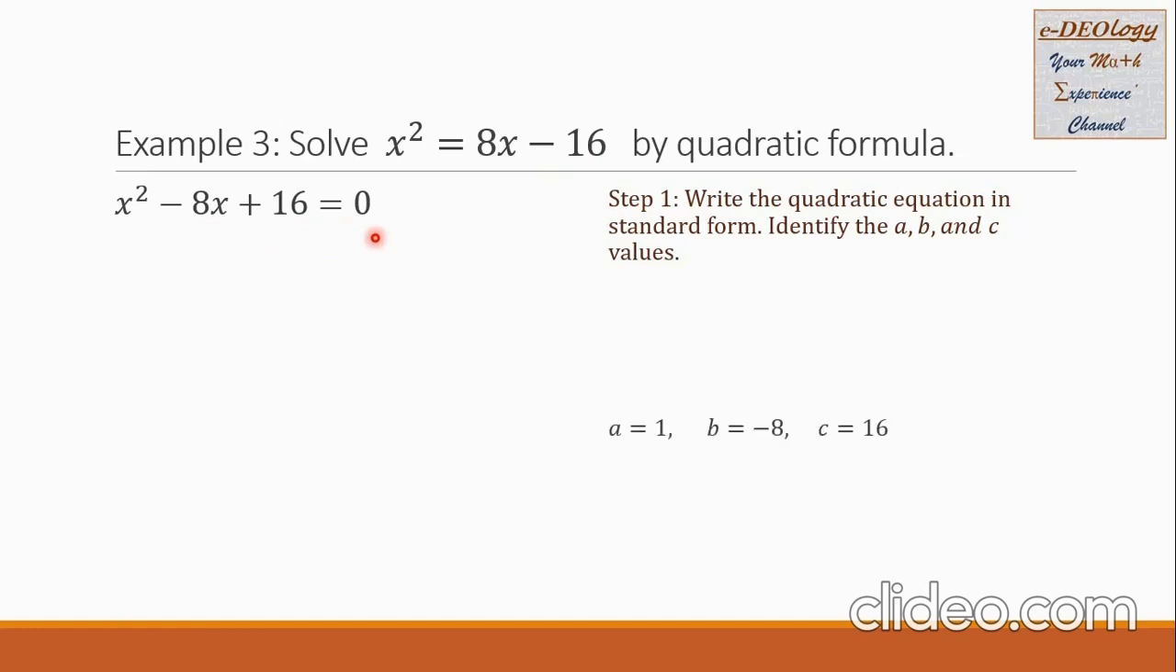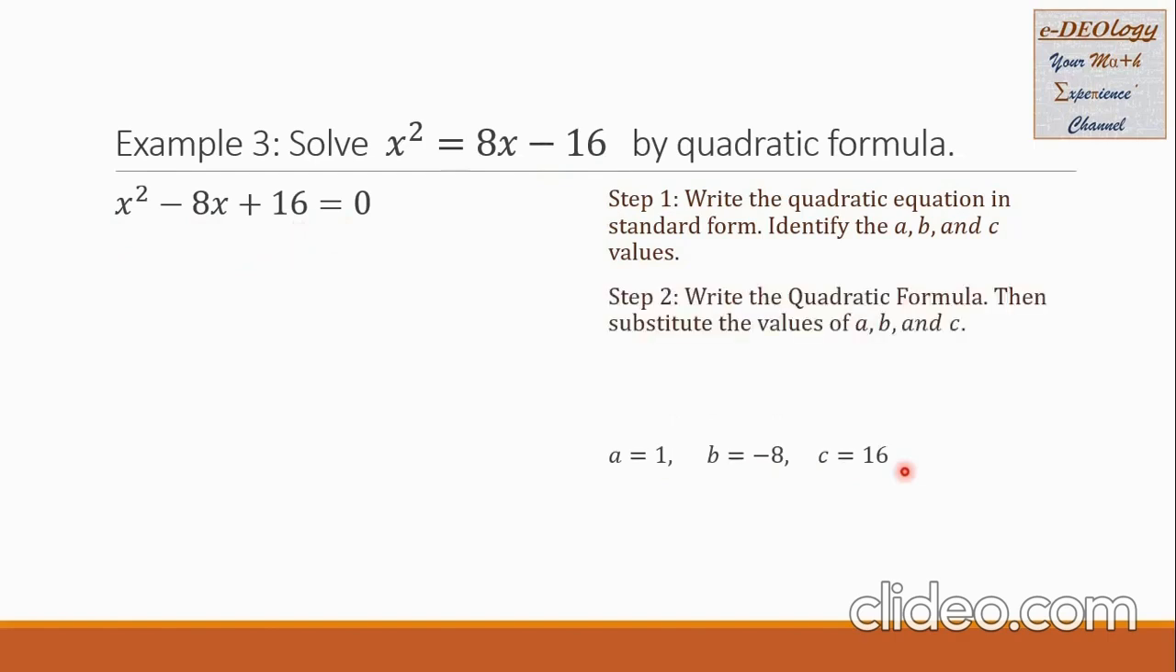Then let us identify the a, b, and c values. A is the coefficient of x squared. It is equal to 1. B is the coefficient of x, and that is negative 8. And the c, the constant, is positive 16. Then we will write the quadratic formula and substitute the values of a, b, and c.